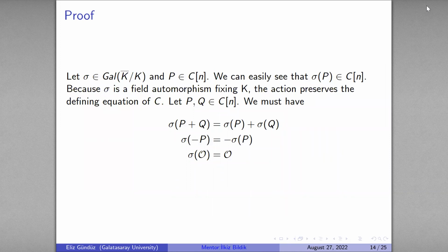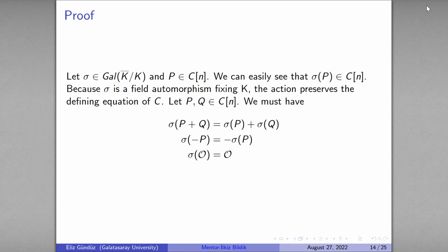For the proof, let's take a sigma in our Galois group and take a point P in our Cn. We can easily see that sigma P is in Cn, since the action of sigma preserves the defining equation of the curve. So it gives a map from Cn to itself. And thus, each sigma induces a permutation of Cn, but this permutation is not completely arbitrary. Sigma has to satisfy the addition and the other properties.